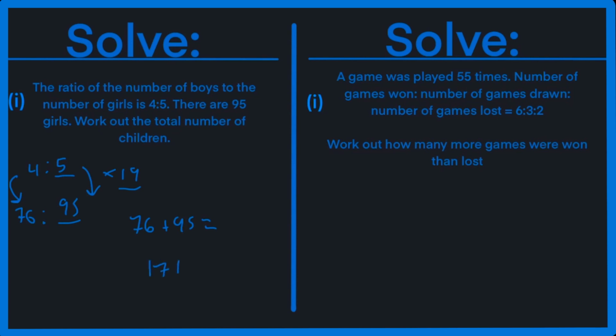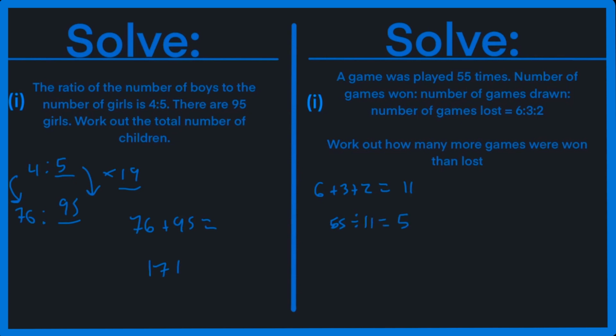For the second question, we're told that a game was played 55 times. The number of games won to the number of games drawn to the number of games lost is 6 to 3 to 2. Work out how many more games were won than lost. So the first thing we would do here is, as usual, we add up 6 plus 3 plus 2, which is 11. Then we do 55 divided by 11, which is 5.